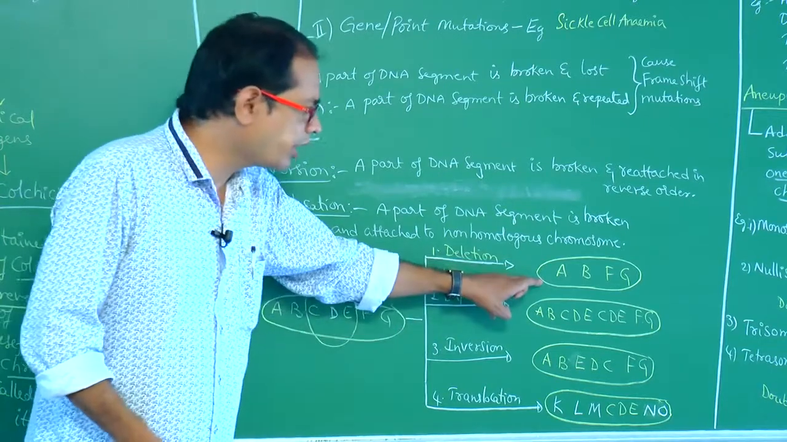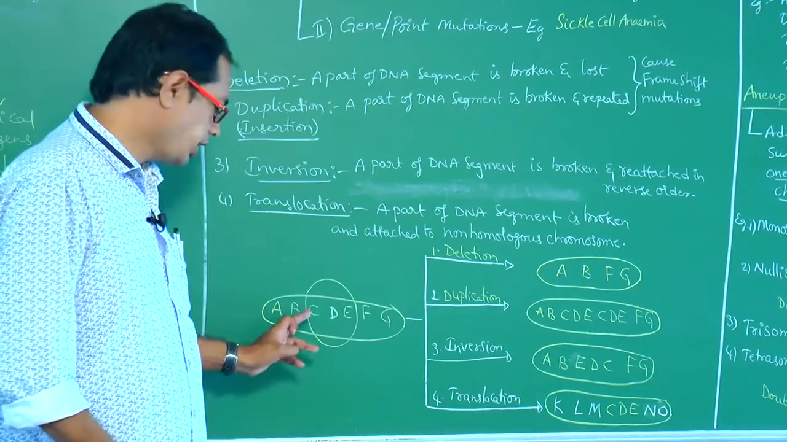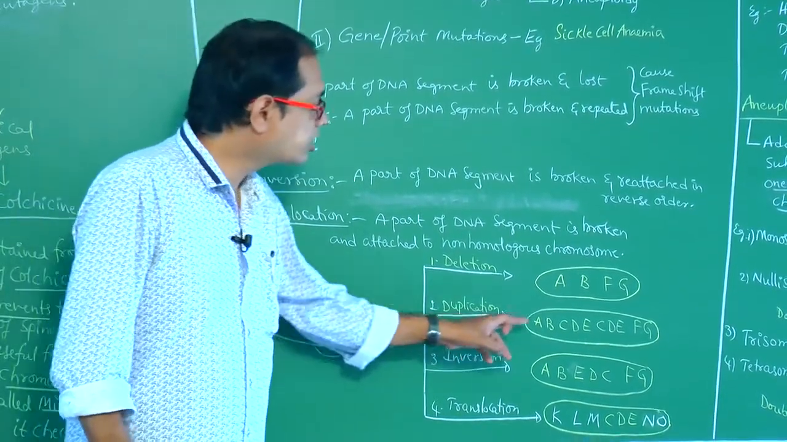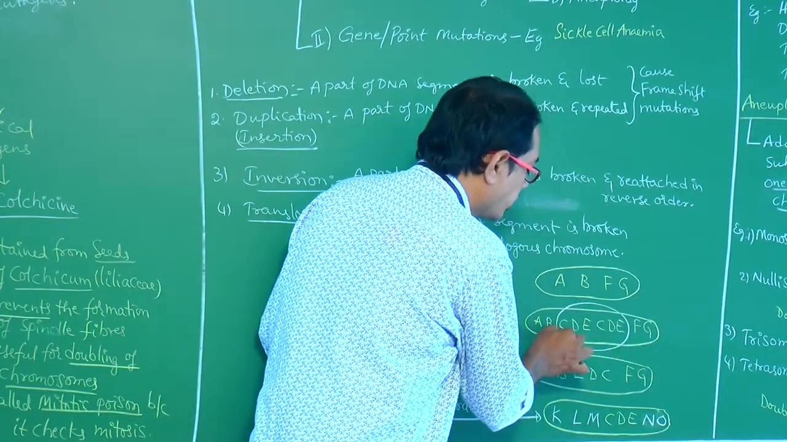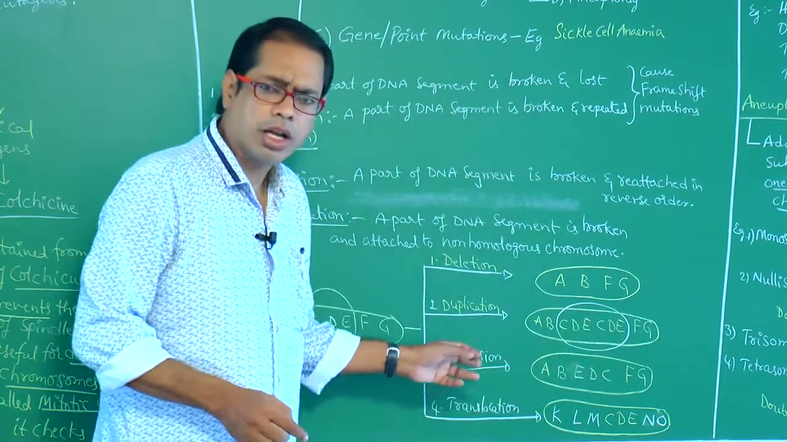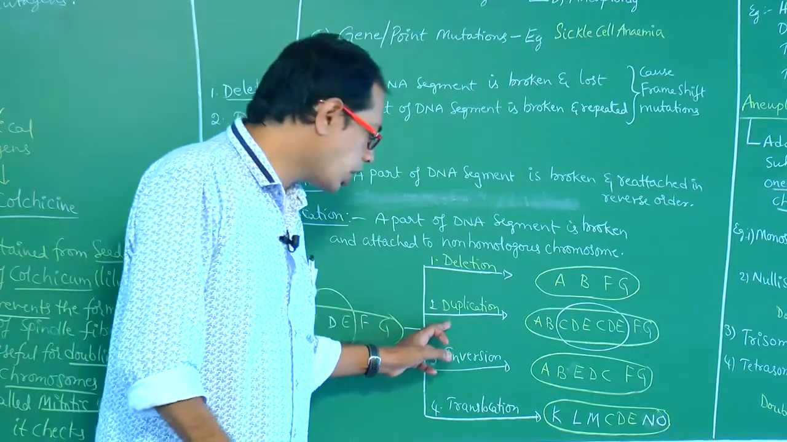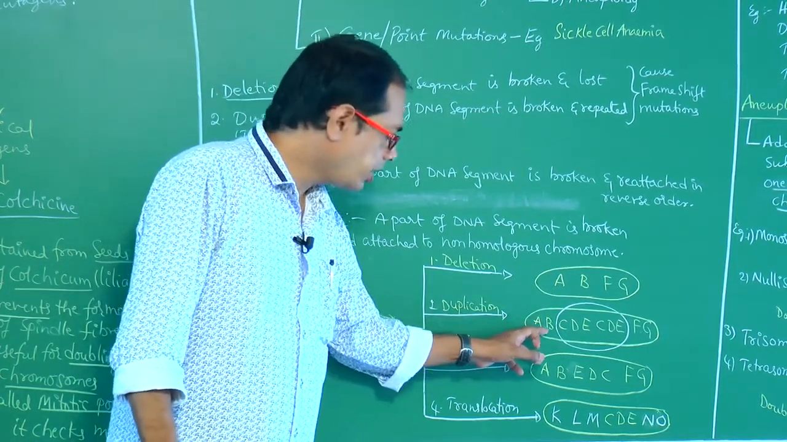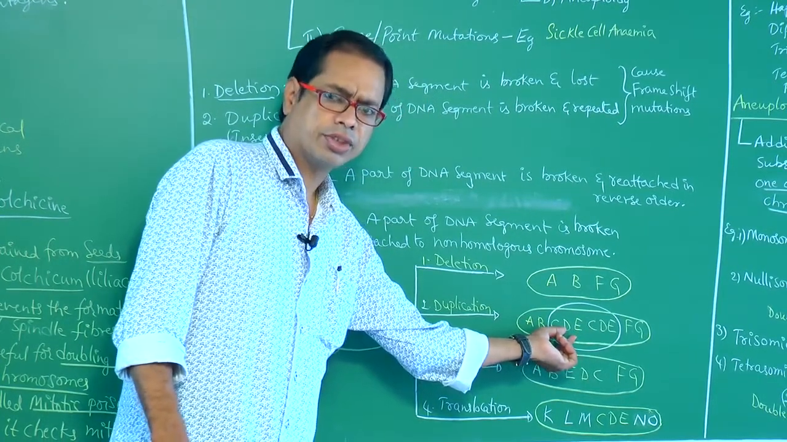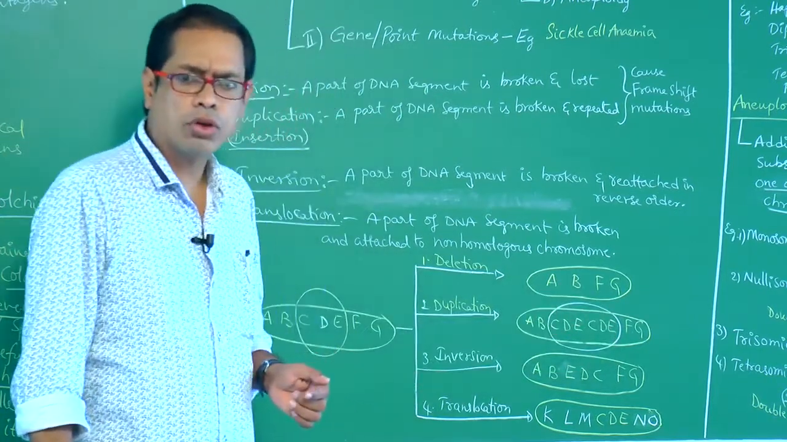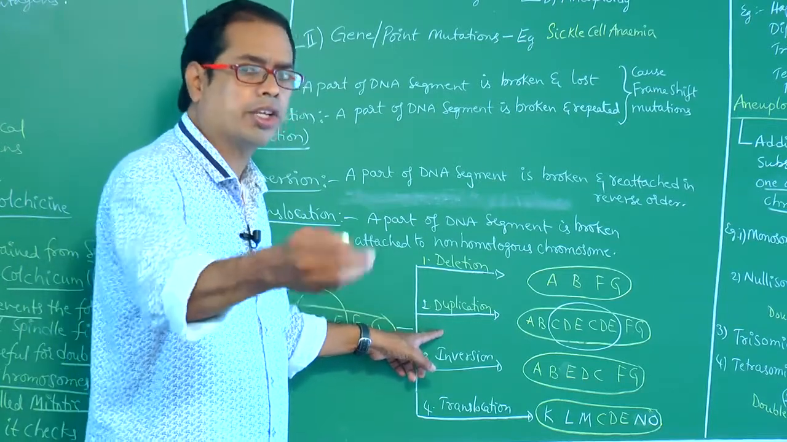Finally, what does the chromosome contain? Genes A, B, F, G. Which part is removed? C, D, E. Like that. See, in this A, B, C, D, E, again A, B, C, D, E. That is, C, D, E is repeated. A part of the chromosome is broken and is repeated. That is so called duplication. A, B, C, D, E, C, D, E. That C, D, E genes is repeated here. A part of the chromosome that is broken and repeated is called duplication.